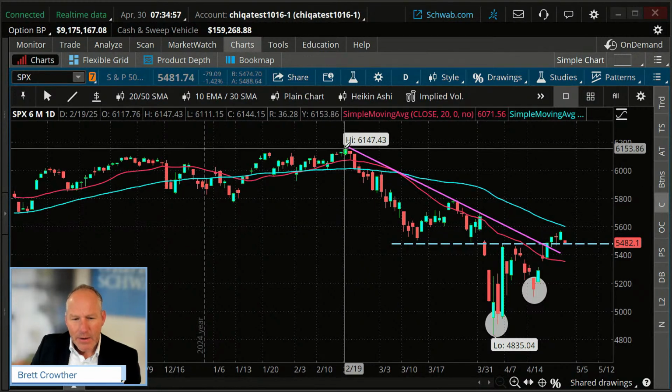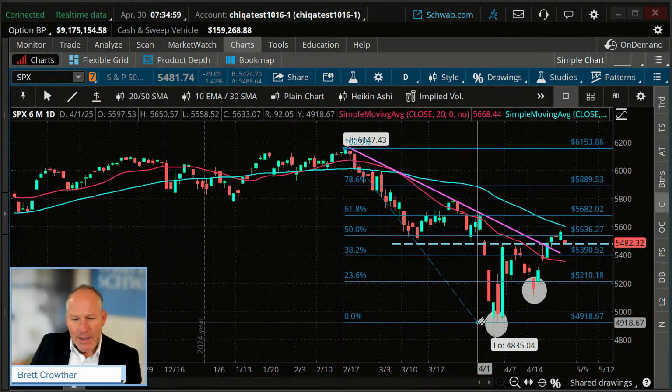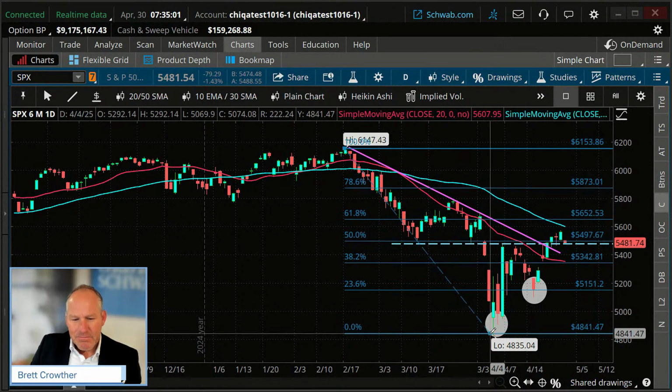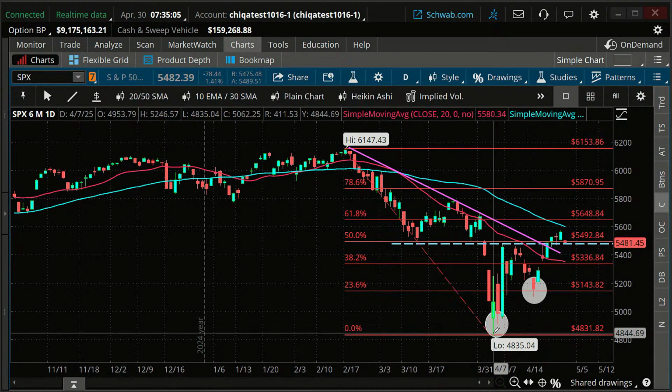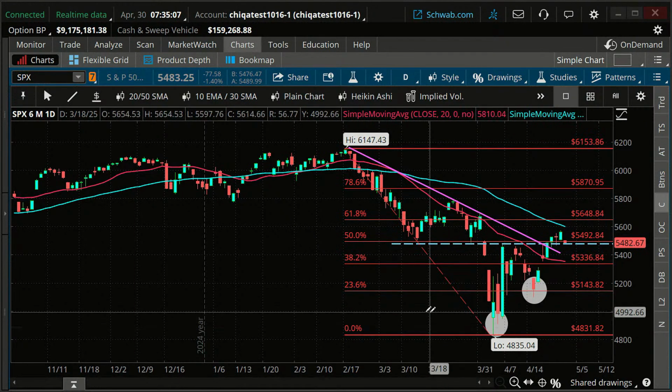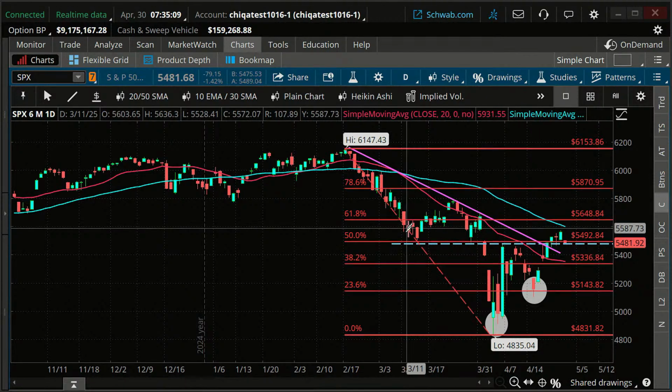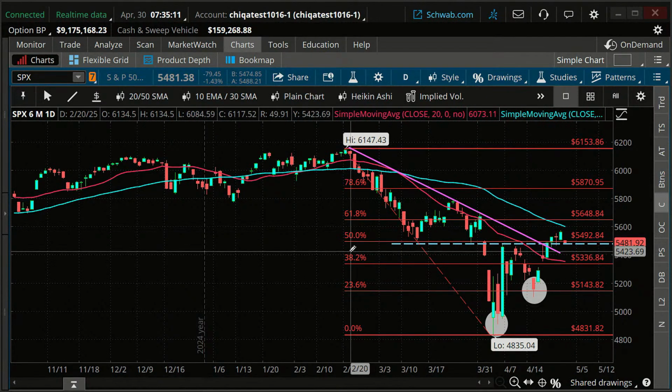Go to that long candle. I'm going to go to high, to the very low of that long candle, which is right about there. And we have these different Fibonacci levels. And where do we go from there, Brett?